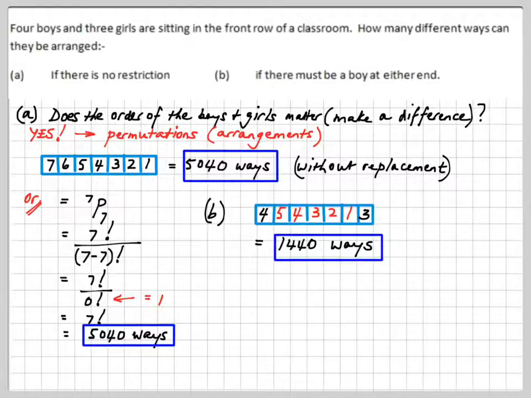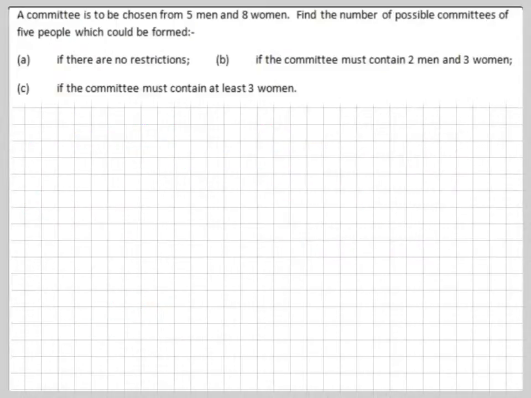Very nifty. Feeling good? No problem. Let's forge ahead. We've got a committee to be chosen from 5 men and 8 women. Find the number of possible committees of 5 people which could be formed. A, if there's no restriction. B, if the committee must contain 2 men and 3 women. And C, if the committee must contain at least 3 women.